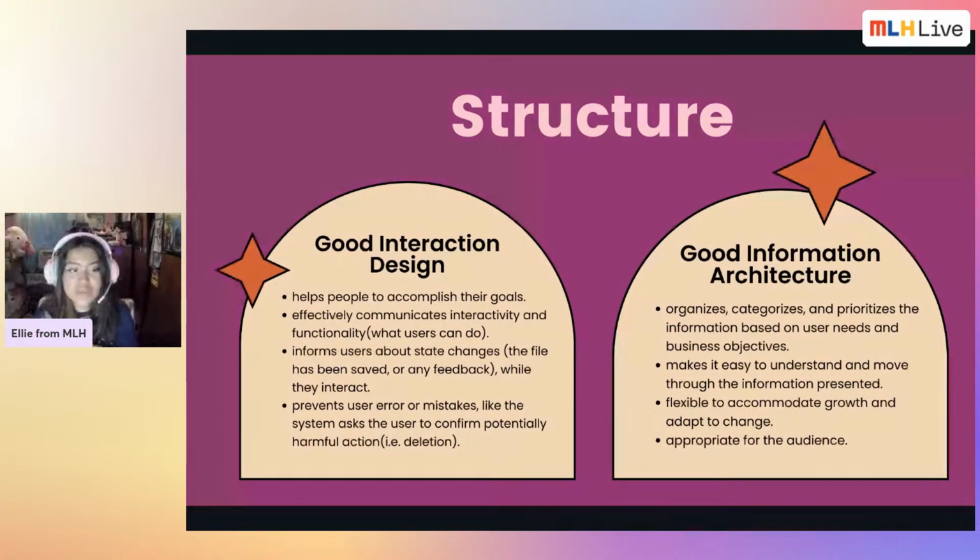Informs the user about state changes, like the file has saved, any feedback while they interact is good interaction design. Prevents user error or mistakes, like the system asks the user to confirm potentially harmful actions. So we'll see some examples of that. I definitely highlighted some of that because I think good interaction design is incredibly important alongside information architecture, right?